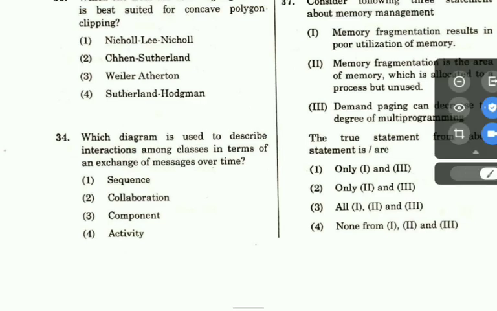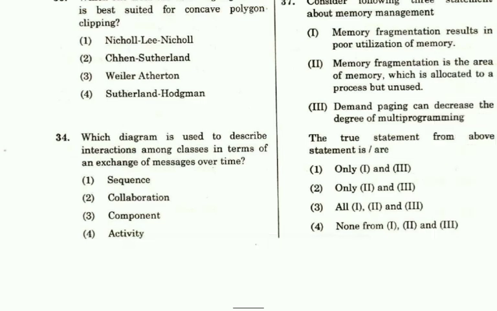Why? Because from the given options, memory fragmentation leads to wasted space and poor memory utilization is true. So option 1 is true. And fragmentation is caused by unused memory blocks, so this one is also true. Whereas demand paging can decrease the degree of multiprogramming is false. Actually, demand paging increases the multiprogramming, not decreases it. So option 1 and 2 are correct. But in the given statements, 1 and 3 is given, 2 and 3 is given, but 1 and 2 is not given here. So that's why option 4, none from 1, 2 and 3, is the correct answer.